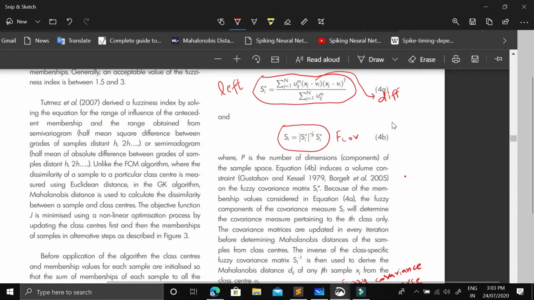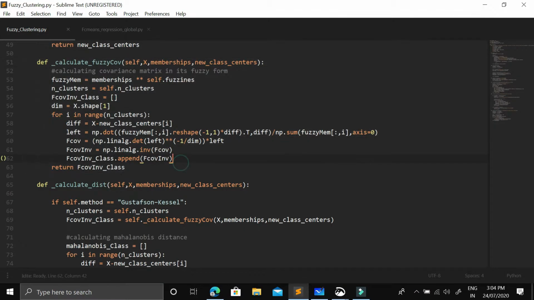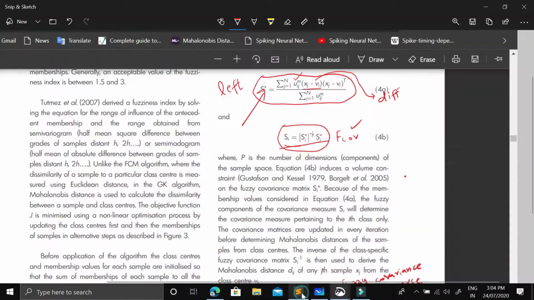So this is basically setting the stage for finding out the fuzzy covariance matrix. The function is actually calculating this whole thing. And inside that we have this S star. S star is calculated by multiplying this fuzzy membership with the difference of class centers and samples. Let me show you in code how I have encoded it. So this is again that fuzzy membership, where I multiply the membership with the fuzziness index. Then we calculate the difference. This difference is x minus class centers. Then we multiply this whole thing together. This is what I'm doing.